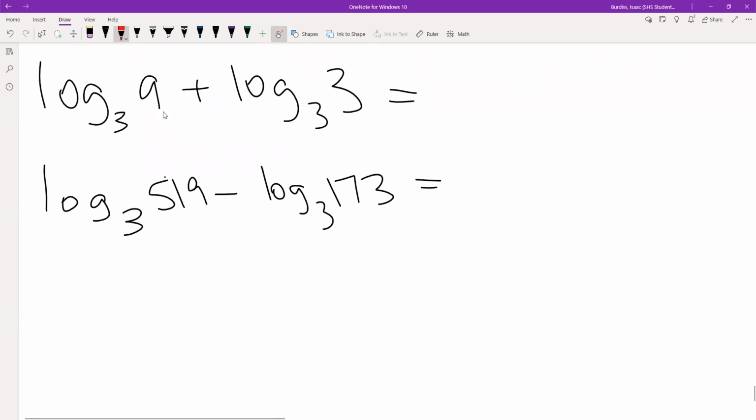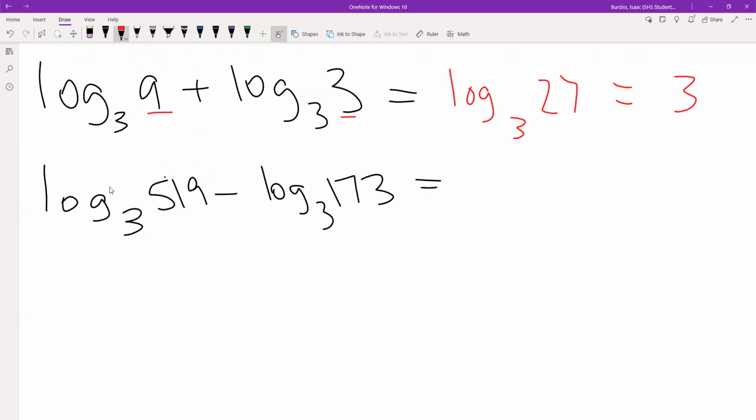Now, what about these? Whenever you're adding logs, you multiply these things that are called the arguments, the things that are not log, basically. So then that would be this. So the answer would be 3 here.